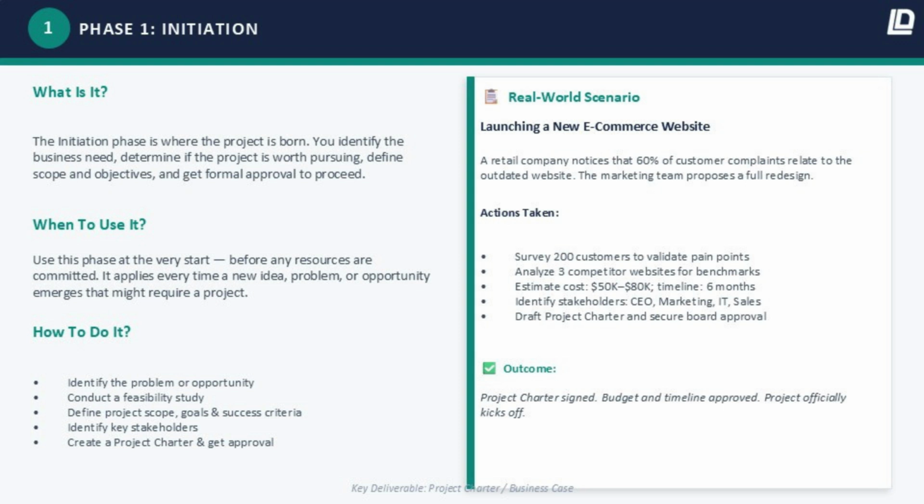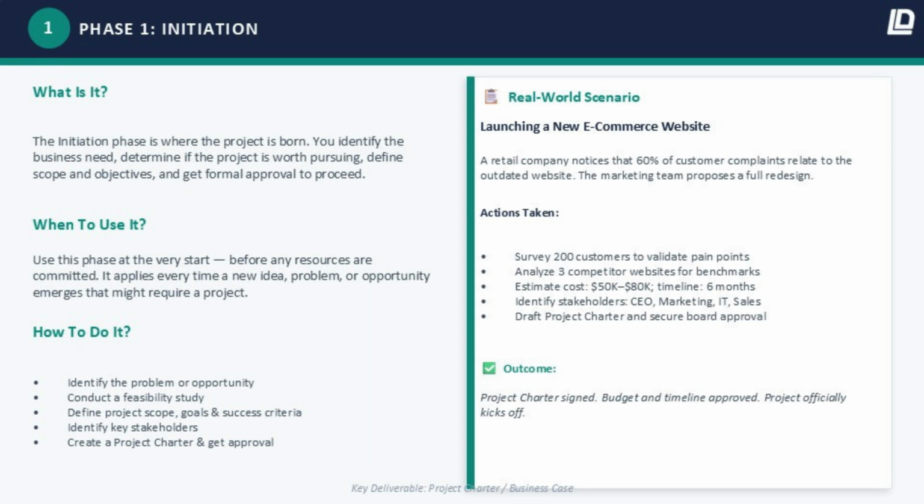How do you do it? Here's your 5-step initiation process. First, identify the problem or opportunity. What pain point are you solving? What business goal does this serve? Second, conduct a feasibility study. Can you realistically do this with the resources available? Does the cost justify the benefit?